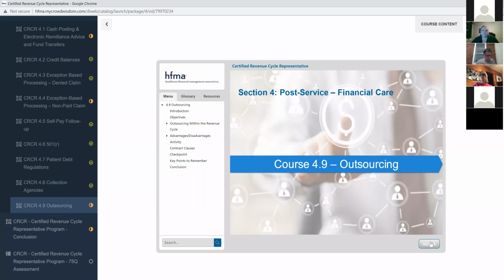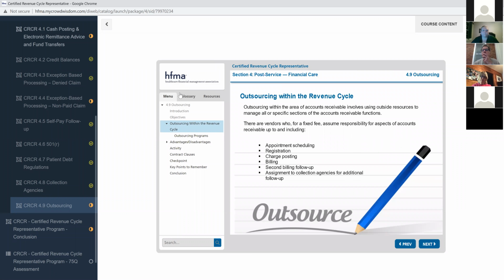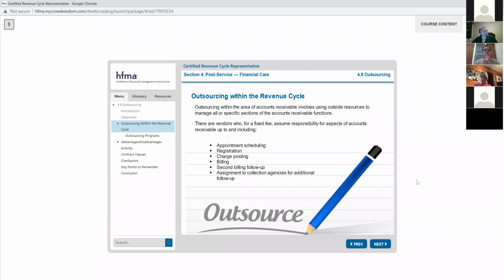And I will end our last session with outsourcing within the revenue cycle. So outsourcing within the area of accounts receivable involves using outside resources to manage all or specific sections of the accounts receivable functions. There are vendors who, for a fixed fee, assume responsibility for aspects of accounts receivable up to and including all of them. So you could use an outside agency to help with any one of these or all of them, depending on what your institution needs. You could do appointment scheduling, registration, charge posting, billing follow-up, and assignment to collection agencies for additional follow-up.